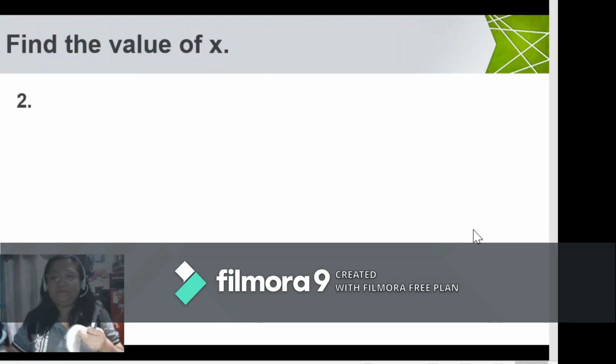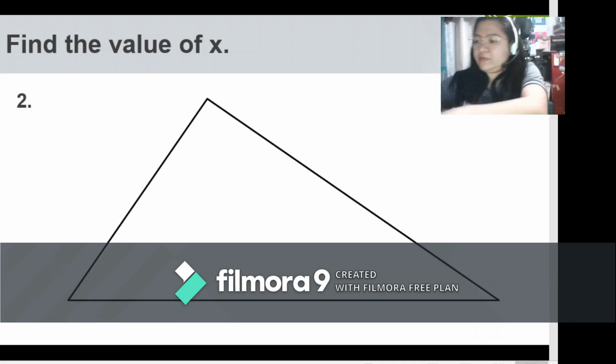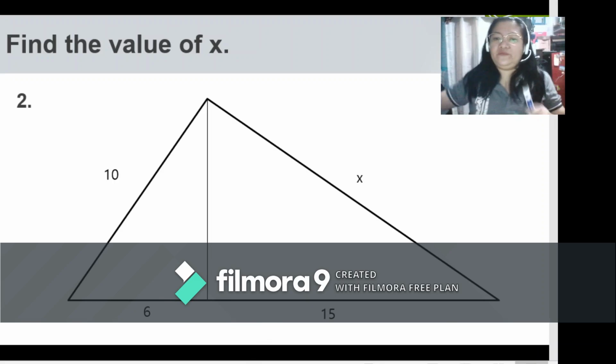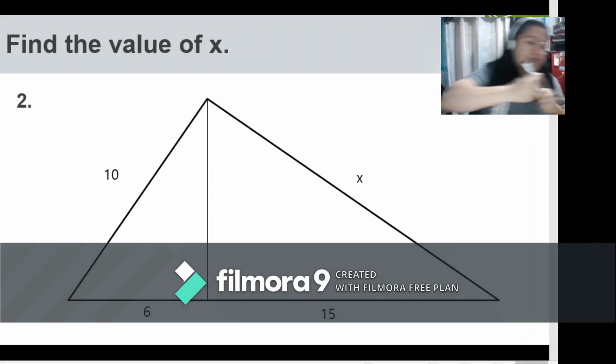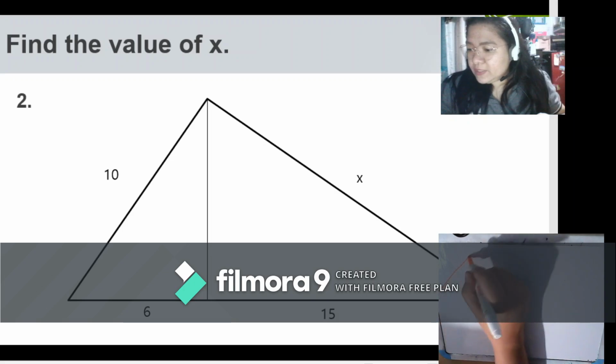Next example. Again, find the value of x. So we have our triangle. This is not a right triangle. When we draw an altitude from here to here, now we have two right triangles. And we have to find x. How are we going to solve for x in this example? First, let us draw our triangle here.